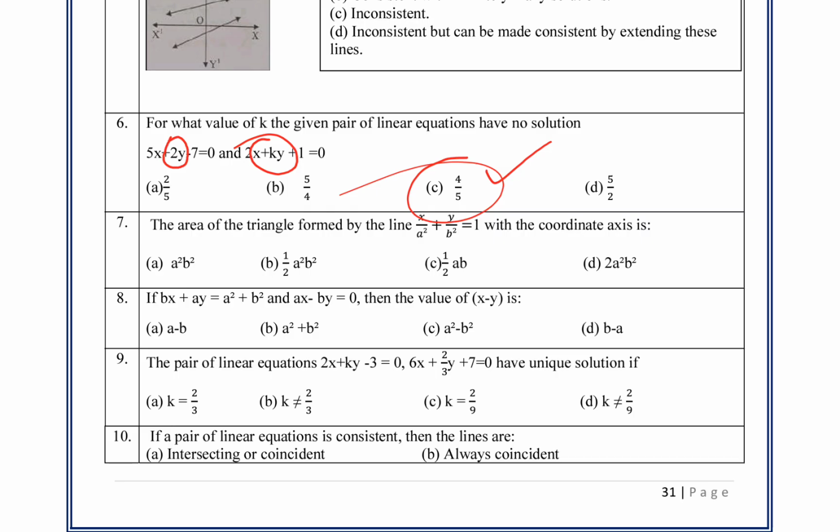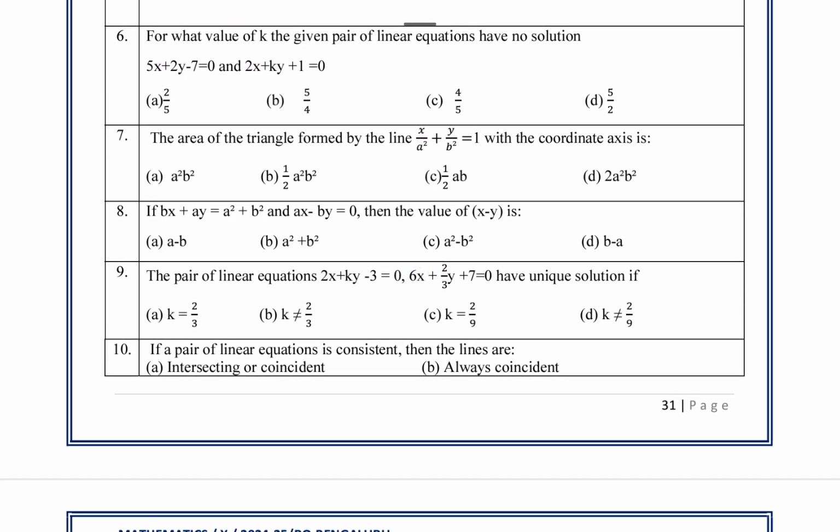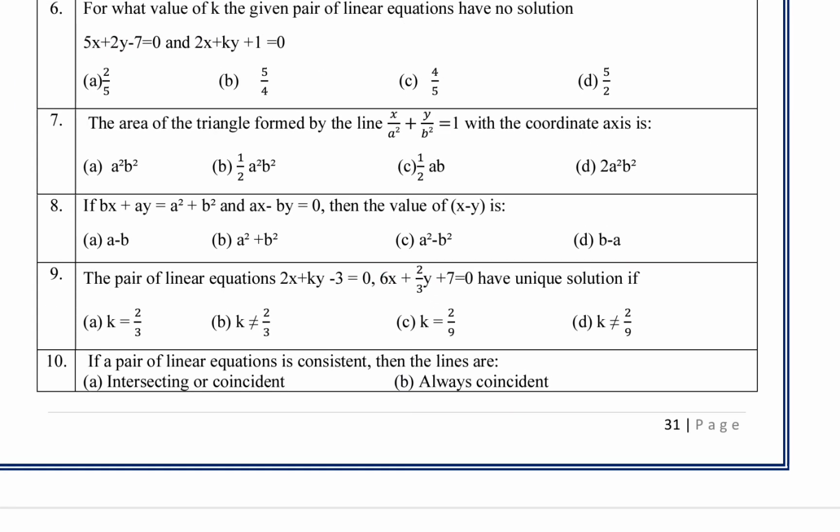First you read the question and understand the question. Next, the area of the triangle formed by the line x by a square plus y by b square equals 1 with the coordinate axes is, what? That calculation tells us it is 1 by 2 a square b square.